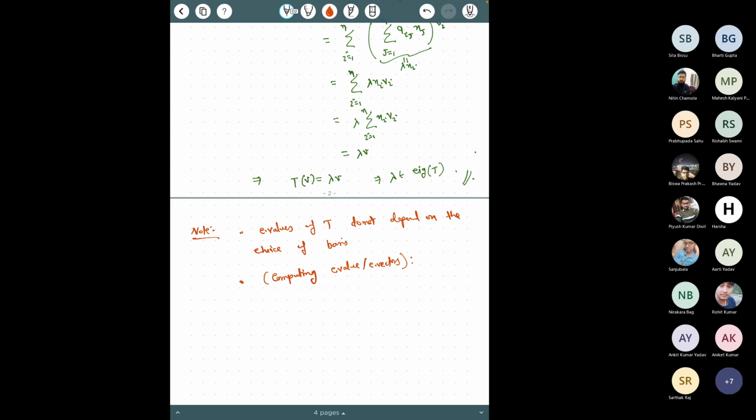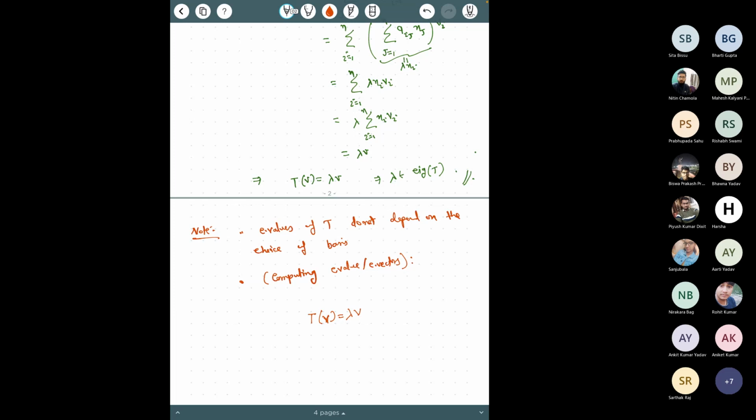How about the matrix of T? Sorry, not the matrix of T, it's an operator. So how about finding eigenvalues of an operator? So far we know two processes to find eigenvalues of an operator. First is by definition. That means we need to find all such lambda and v for which this expression is true. Then we can say that v is an eigenvector and lambda is the eigenvalue.